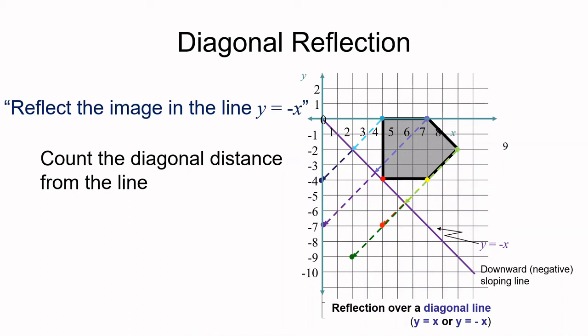Feel free to take a moment and pause to check that you understand that and copy that down for yourself. Now that you see those points, make sure you connect them together in order, and you see our pentagon has been reflected in that diagonal line. It may look like it's been rotated, but if you look at the corresponding points, you'll see that they are the same distance away from our downward sloping diagonal line of reflection.